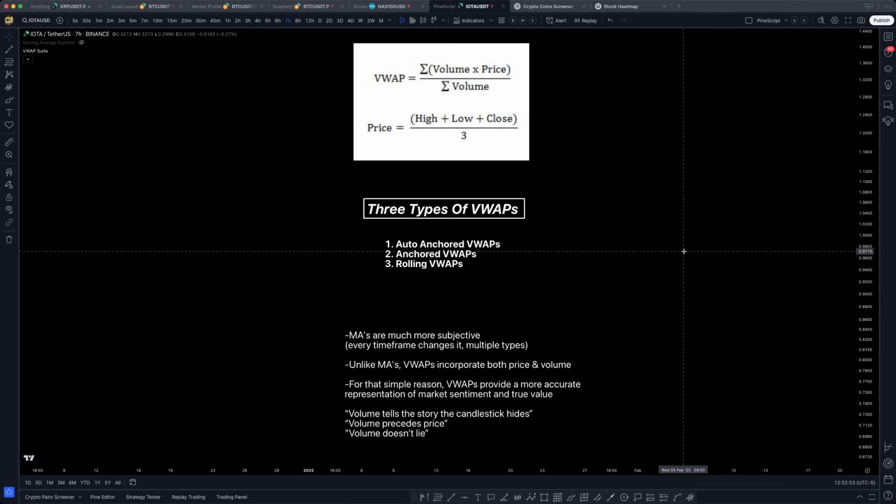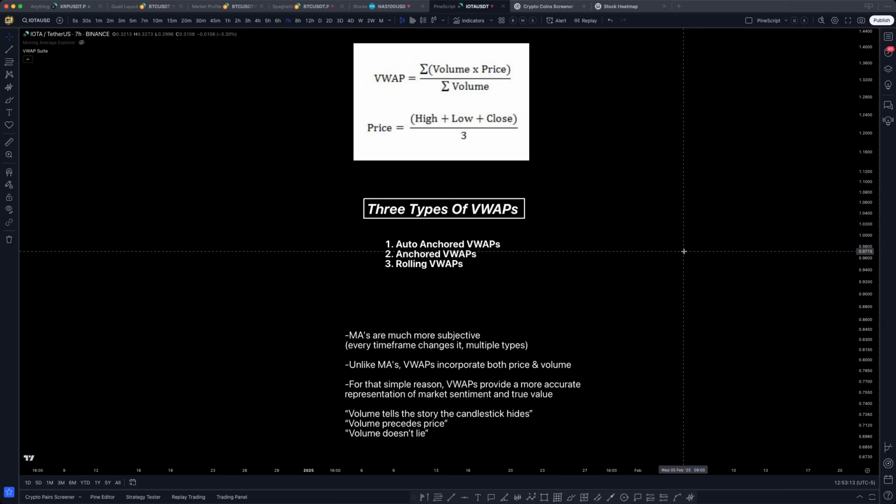VWAPs are cool because it doesn't matter what time frame you're on. The VWAPs are going to stay the same. And I think that's a super useful point. So for that simple reason, I think that VWAPs provide a much more accurate representation of true market sentiment and overall value. Just a few quotes I added up here.